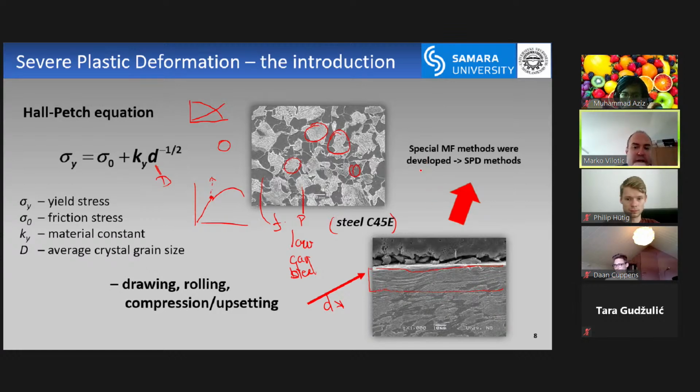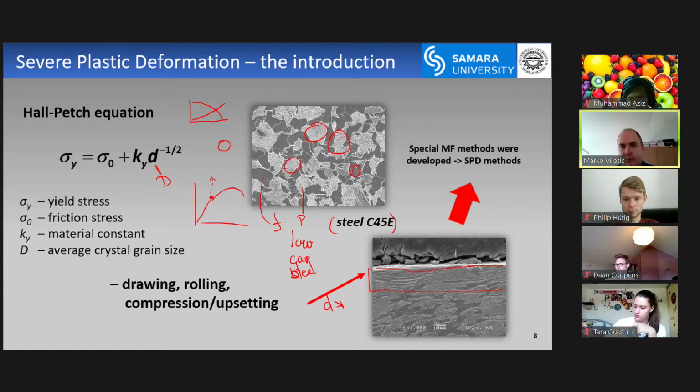So scientists, researchers and engineers decided, okay, this is good. I want to have material that will have improved properties. Why? Because usually more expensive material has better properties. It's not always the case. Or if you use alloyed material, which is usually more expensive, it will also have a higher impact on the environment.